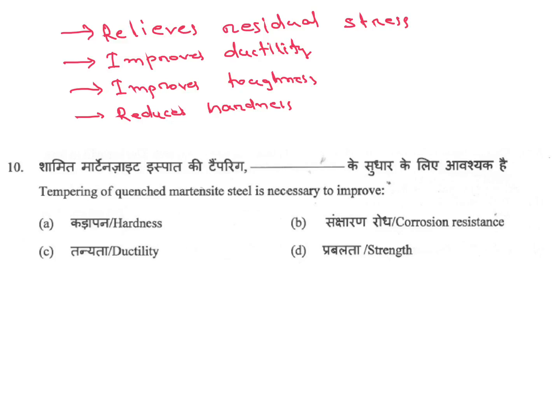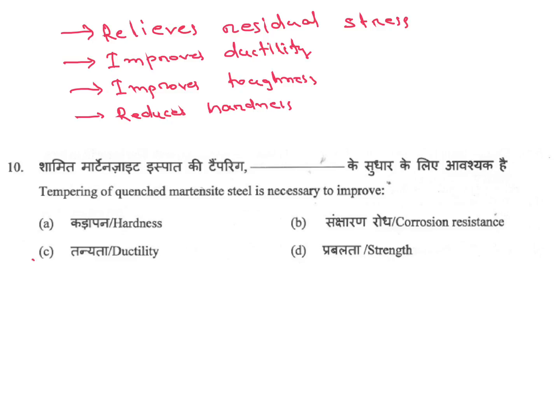In tempering, it reduces hardness, relieves residual stress, improves ductility, and improves toughness. If you increase ductility, automatically toughness will increase. Then it reduces hardness. So from the options, it improves ductility.